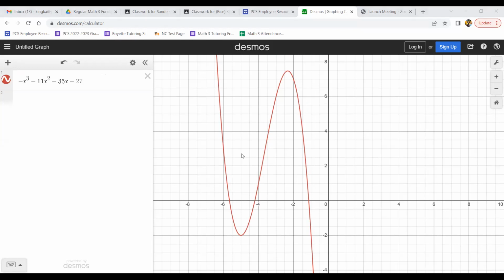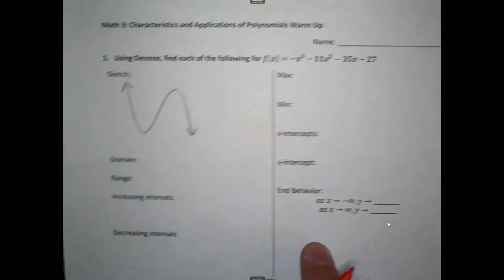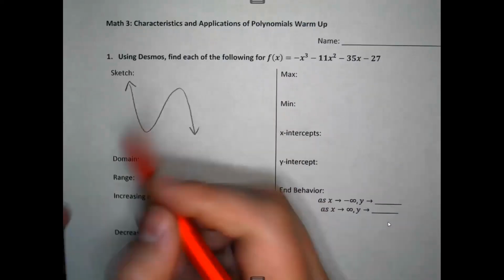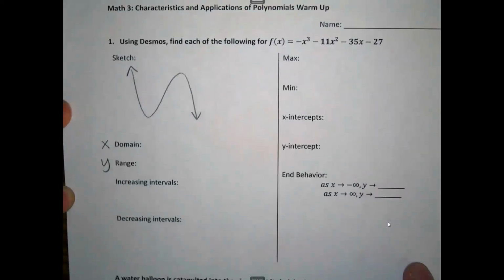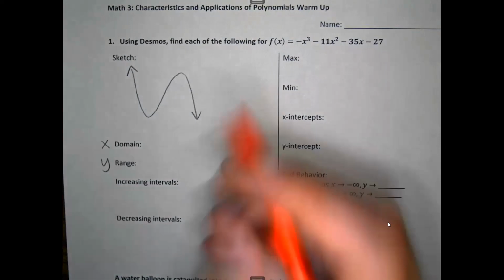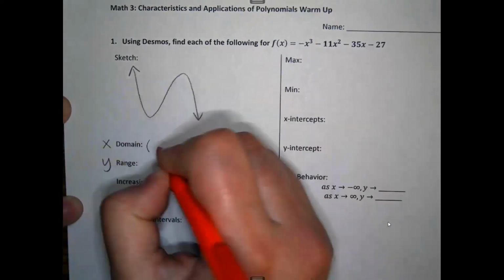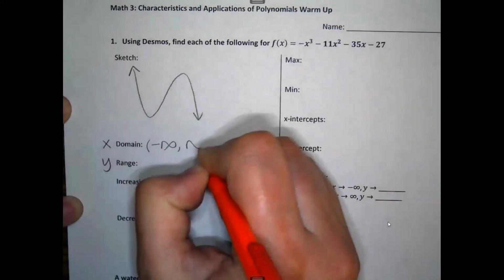So if you look at the graph and you find the domain and the range, we know the domain is the x values, the range is the y values. What do you notice about the x values? How far to the left does the graph go? How far to the right does the graph go? Infinity. Goes forever to the left, forever to the right. So negative infinity to positive infinity.